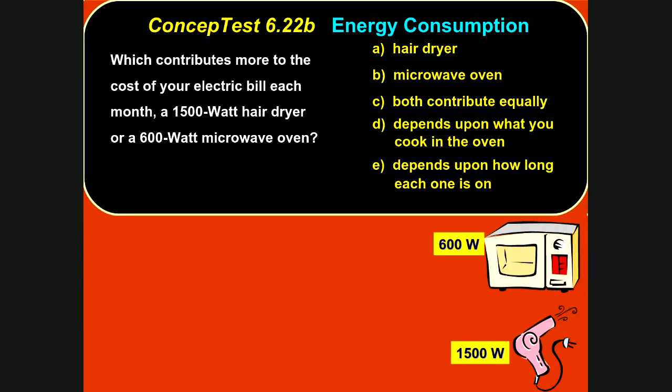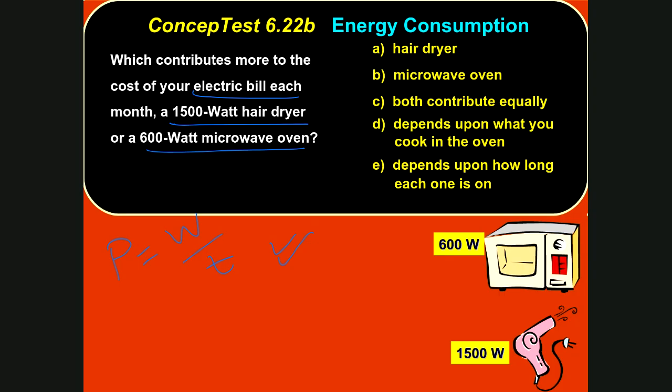Which contributes more to the cost of your electrical bill each month, a 1500 watt hair dryer or a 600 watt microwave oven? Some of you might be tempted to say, oh, it is the 1500 watt hair dryer because it is taking more power. But we have to remember, although work does not involve time, power is very much work done over time. If you are using your hair dryer only for 5 minutes every day, then the energy consumed over the month is not a lot. But if you are using your microwave for 3 hours every day.